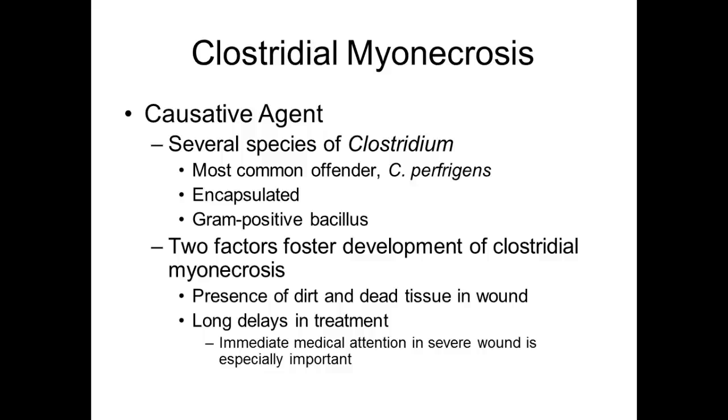There are several species of Clostridium, so that's why it's called Clostridial Myonecrosis. The most common offender is perfringens, is the actual species name. They're encapsulated bacteria, which means they have a capsule, and that's bad news for our immune system, because it's hard for them to be detected. It is a gram-positive bacteria. Most of your spore formers are gram-positive. It's a bacillus, so it's rod-shaped.